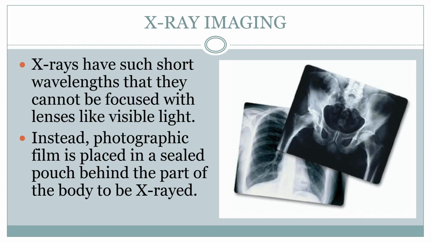Now, this short wavelength for X-ray light also means that we can't focus X-ray light with lenses. So unlike other sorts of imaging systems, like cameras that use lenses with visible light, X-rays are much more primitive. The basic idea is that we take photographic film, which is sensitive to light, we place that in a sealed pouch so it can't be exposed by the visible light around us, and then we place that behind the part of our body that we want to X-ray. And when that film is exposed, we're essentially seeing a shadow of our internal body that's cast by the X-ray light that passes through our body. So much simpler than the camera.